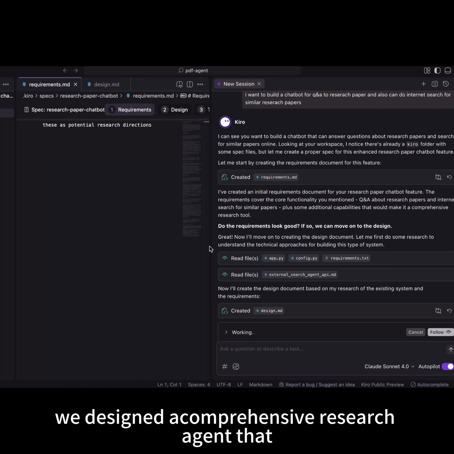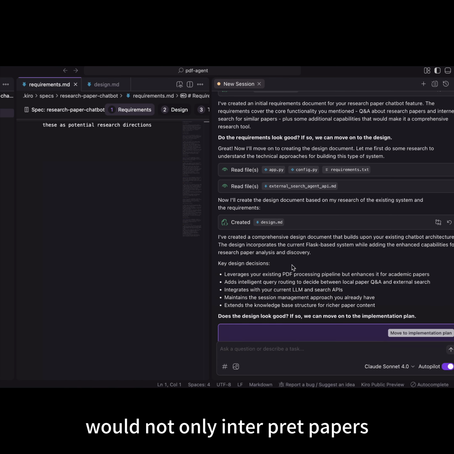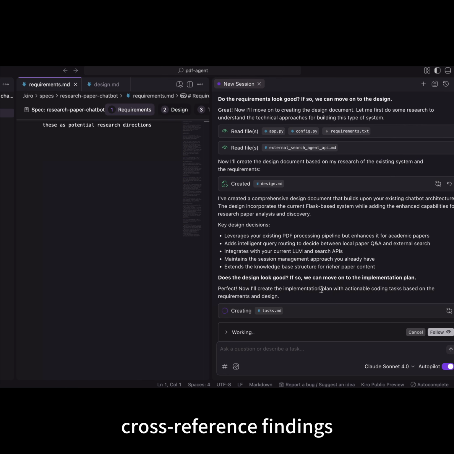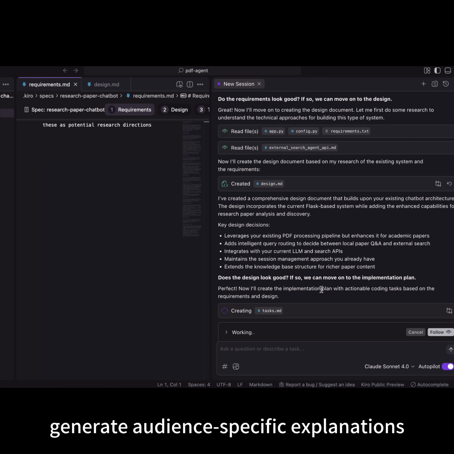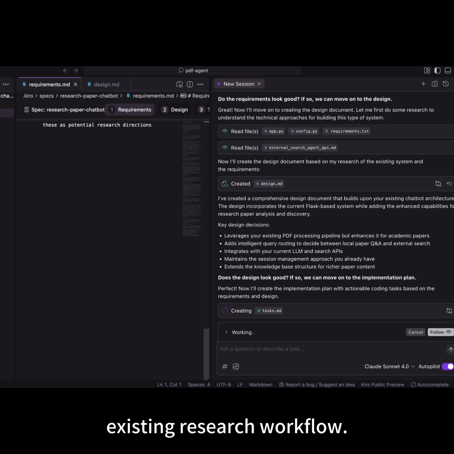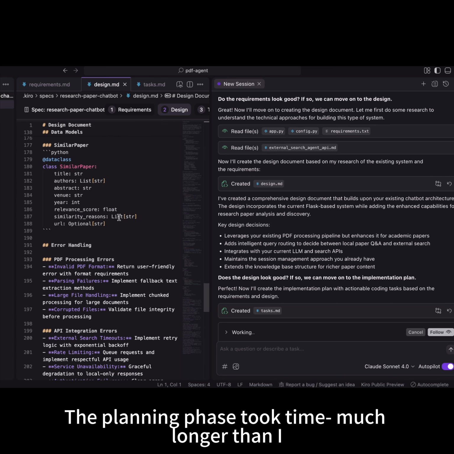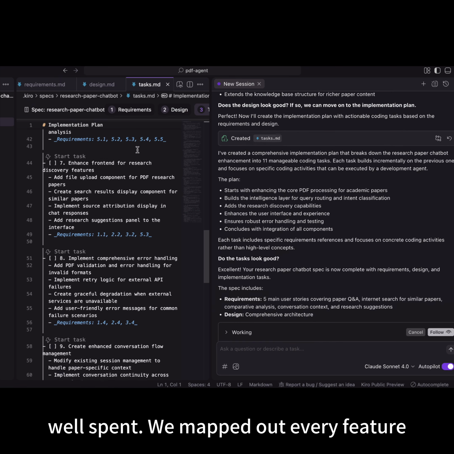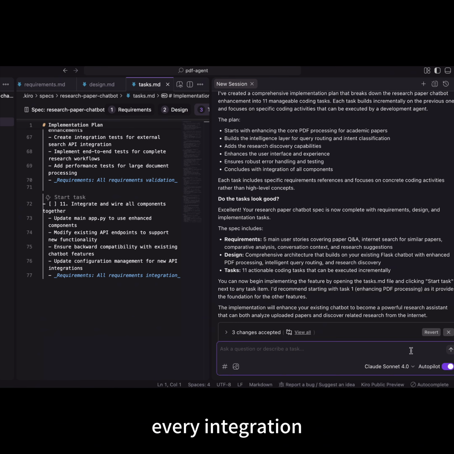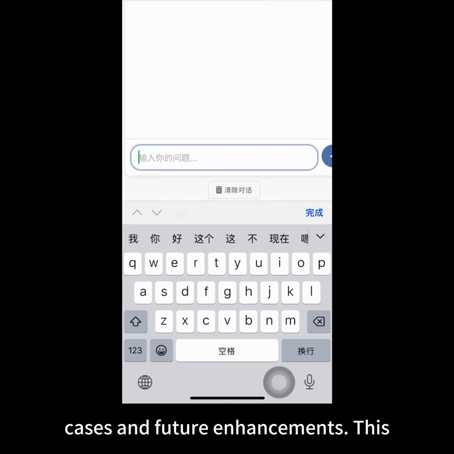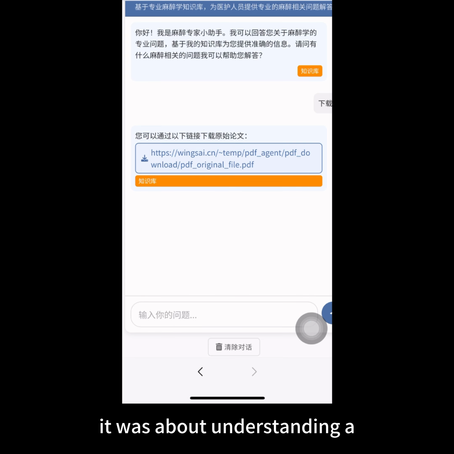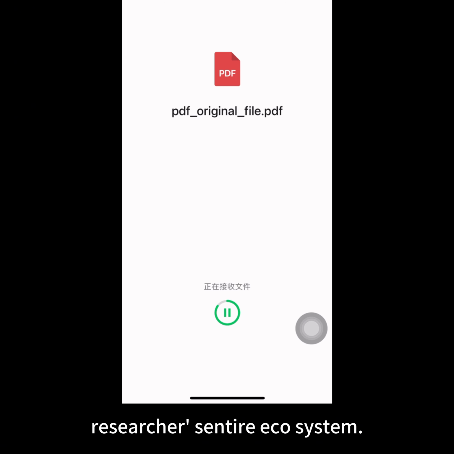Together, we designed a comprehensive research agent that would not only interpret papers, but also search external databases, cross-reference findings, generate audience-specific explanations, and integrate with her existing research workflow. The planning phase took time, much longer than I had spent on my previous attempts, but it was time well spent. We mapped out every feature, every integration, every user interaction. We even planned for edge cases and future enhancements. This wasn't just about building a tool. It was about understanding a researcher's entire ecosystem.